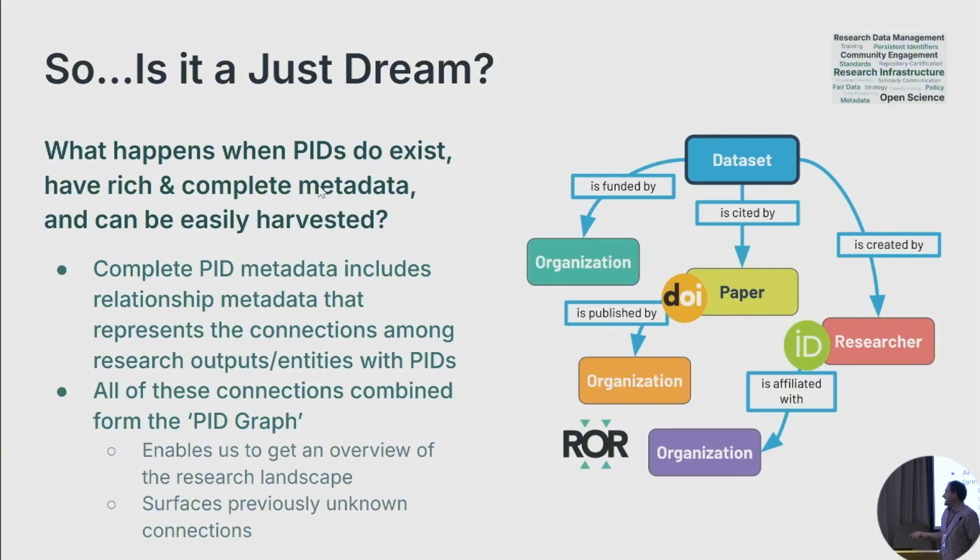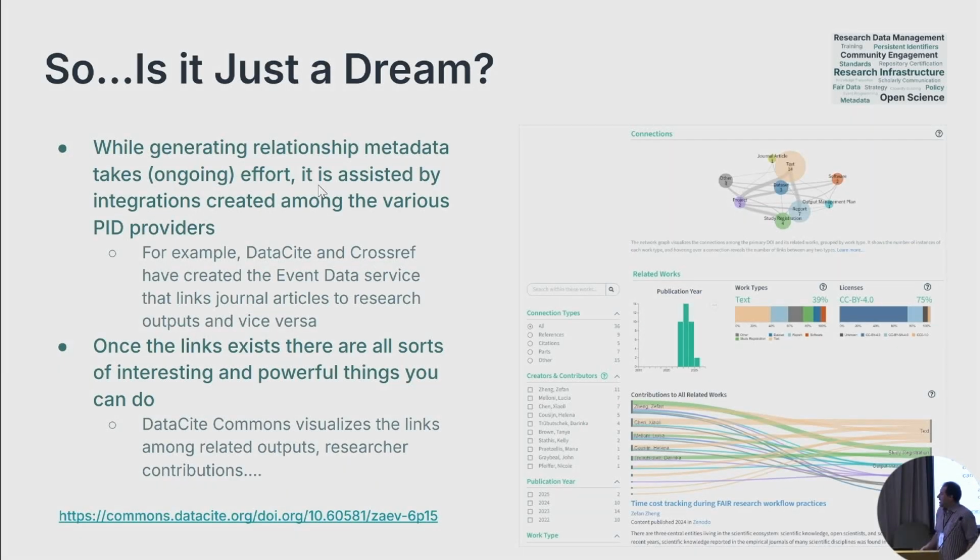This enables us to get an overview of the research landscape and also surfaces previously unknown connections. But generating that relationship metadata does take ongoing effort. But it is really, really assisted because all of these PID organizations do work together and they've created various integrations among them. So they help you create those links. And once those links exist, there's all sorts of interesting and powerful things you can do.